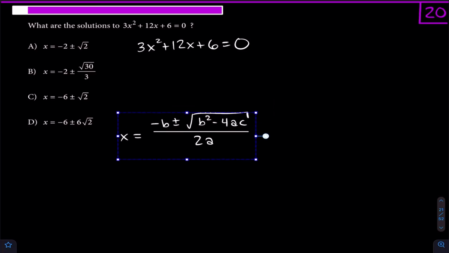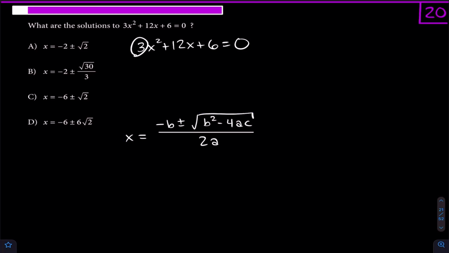All right. So what I would do, I see that these terms are all multiples of 3. And so I'm just going to divide by 3 on both sides. And remember, if I divide this entire thing by 3, it's the same thing as dividing each piece by 3. And so what that gives me is x squared plus 4x plus 2 equals 0.